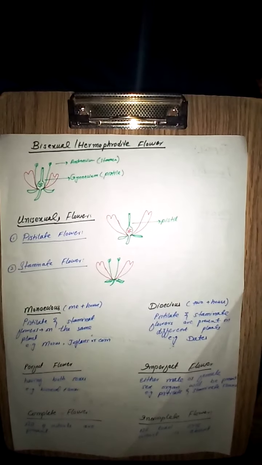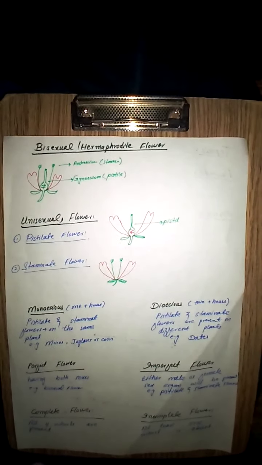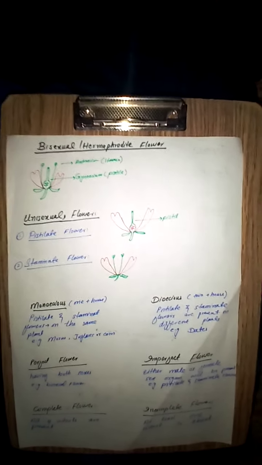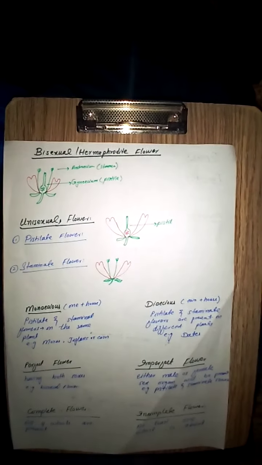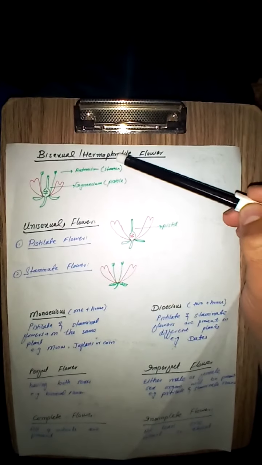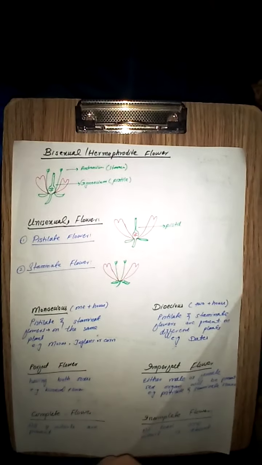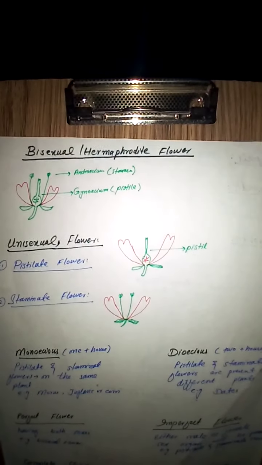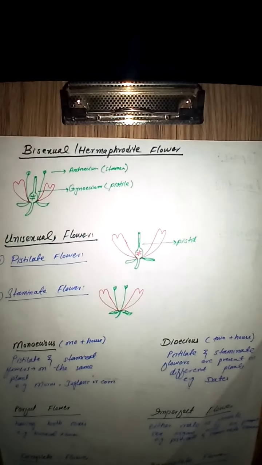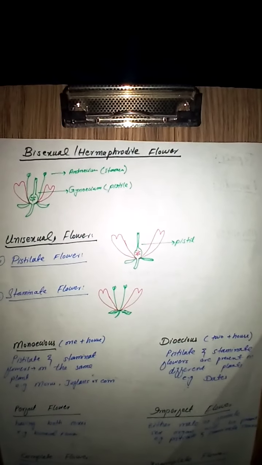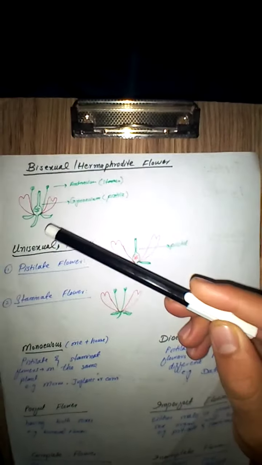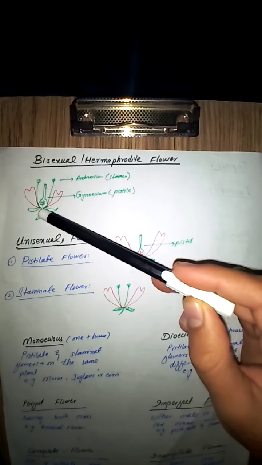In today's lecture, I am going to discuss the various terminologies that are associated with the flower. So let's start. The very first term is the bisexual or hermaphrodite flower. Now, what is a bisexual or hermaphrodite flower? Bisexual or hermaphrodite flowers are those flowers in which both the sexes, male sex organ and female sex organ, are present. Look into this structure.